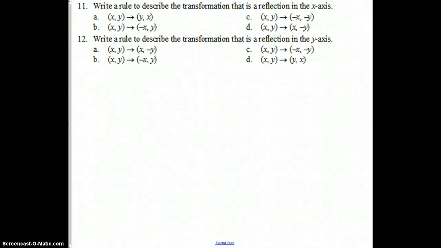Okay, now these ones are easy. Write a rule to describe the transformation that has a reflection in the x-axis. So if I'm reflecting over the x-axis, x stays the same and y becomes the opposite. So in looking at this one, the only one that happens on is D.